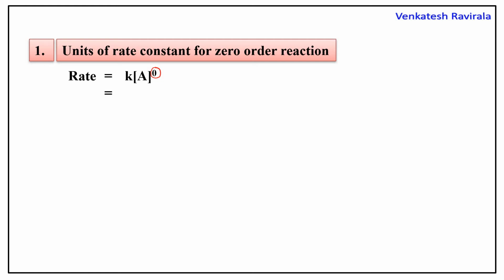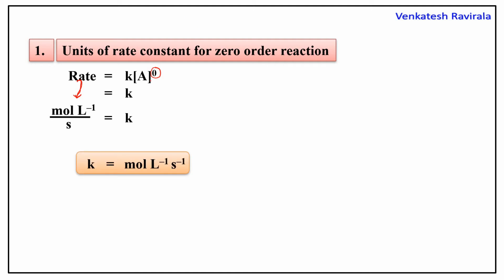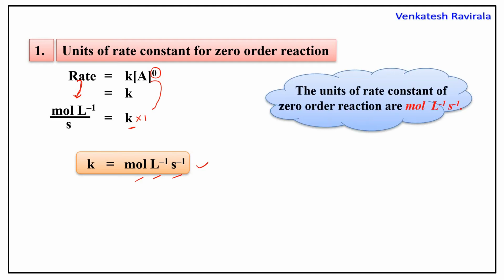Now the rate units are mole per liter per second. This is equal to K into concentration to the power of 0, and something to the power of 0 is equal to 1. Now K is equal to mole per liter per second. These are the units here. In this way we can easily identify. The units of rate constant for zero order are the units of rate of reaction only, isn't it?